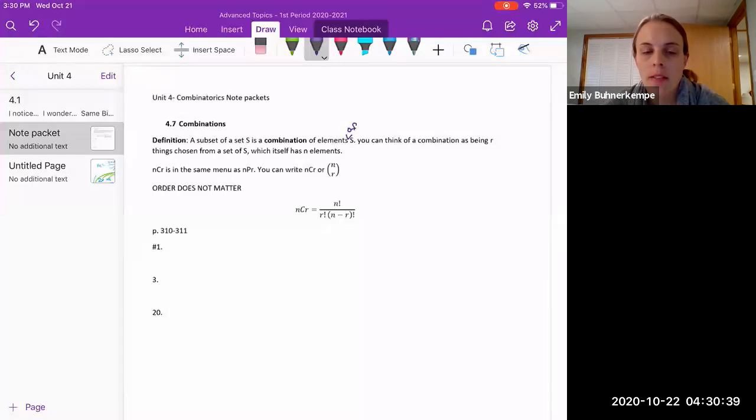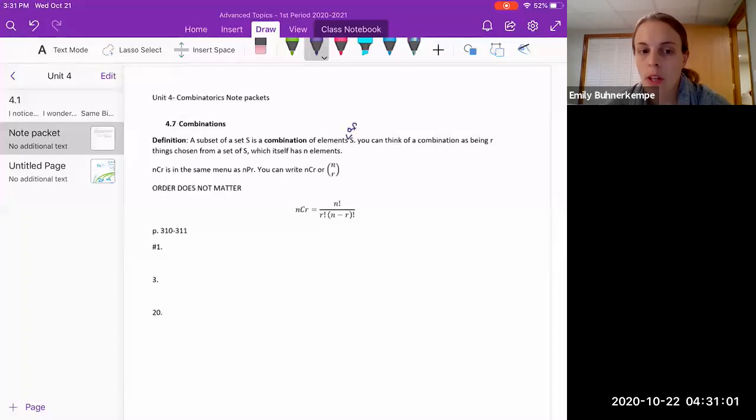A subset of a set S is a combination of elements of S. You can think of a combination as being r things chosen from a set S, which itself has n elements. Combinations are similar to permutations, which were discussed in the previous video. However, the order does not matter.